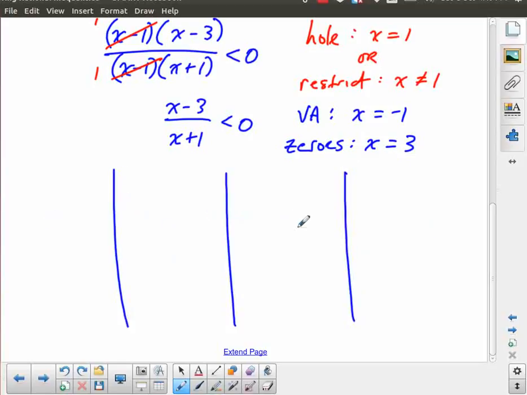1, 2, 3, 4. And then what I do is along the top, I'm going to put, let me just reduce the size of this a little bit.